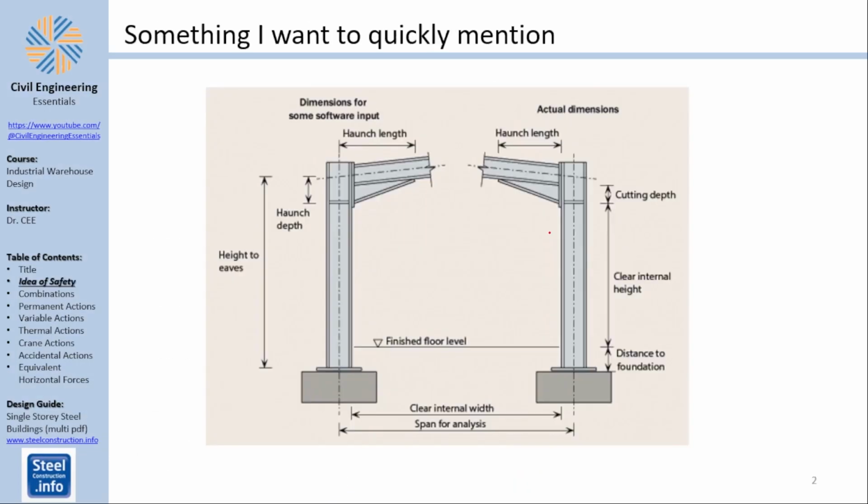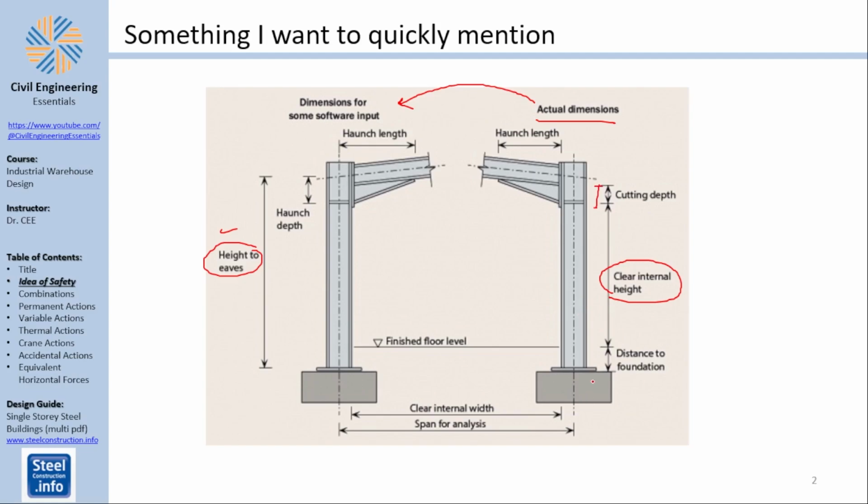Alright, before I start, I want to finish some ideas that I missed last time. There is a slight difference between what is used as architectural or actual dimensions and what is inputted in the software. We are actually inputting center to center. For example, the clear internal height is different than the height to the eaves, because you have a cutting depth that you need to take into account.